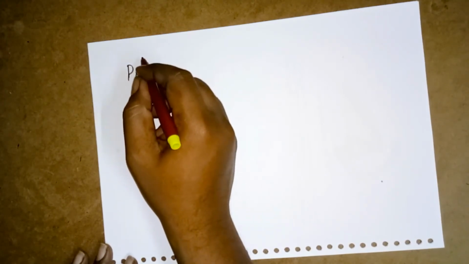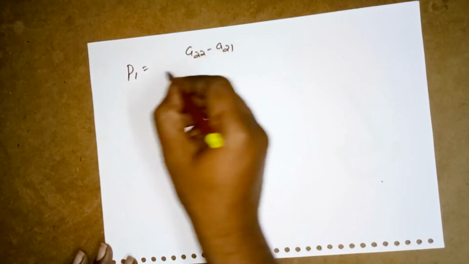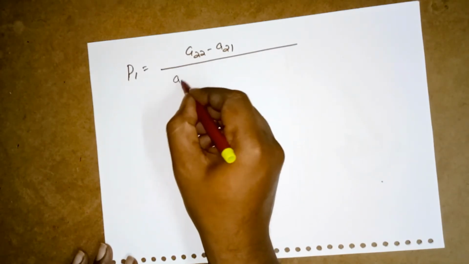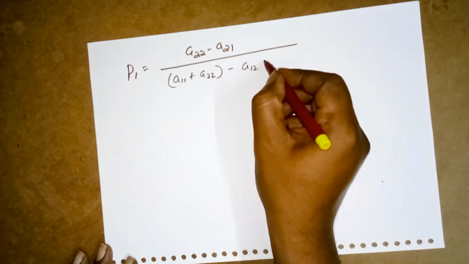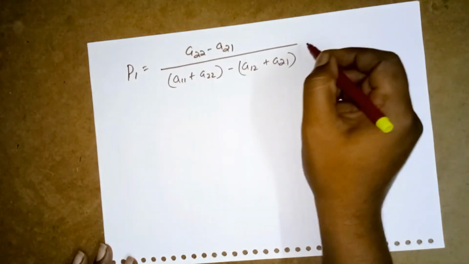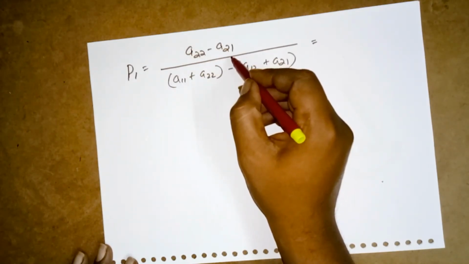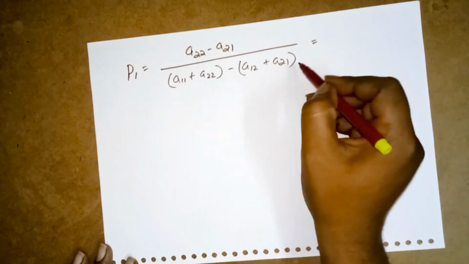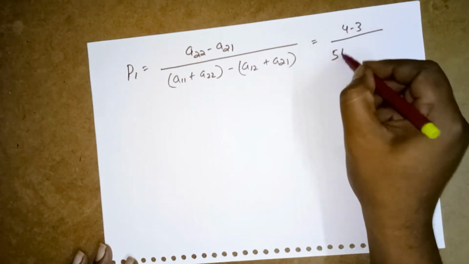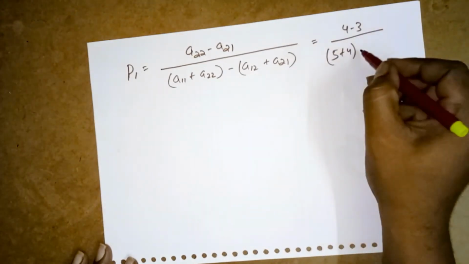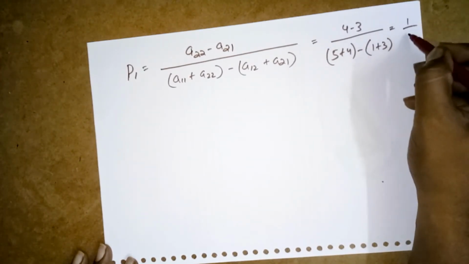So P1 is, we will write here, A22 minus A21 by A11 plus A22, minus A12 plus A21. Now we know the values of A11, A22, A12 and A21. So we write these values here: 4 minus 3 by 5 plus 4, minus 1 plus 3. So this is 5 plus 4 minus 1 plus 3, and we will get here 1 by 5.